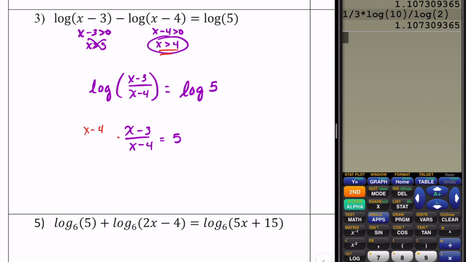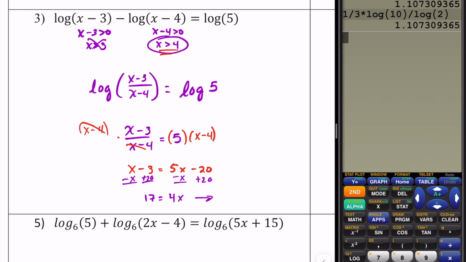This cancels, so I get x minus 3 equals 5x minus 20. I'll get all my x's on one side. Maybe I'll subtract the x there, and I'll get my 20 on the other side. So that gives me 17 equals 4x, so divide by 4. 17 over 4, that's going to give us 4.25. Okay, so there's a decimal approximation, but 17 over 4 is the exact answer. So there's number 3 for us.